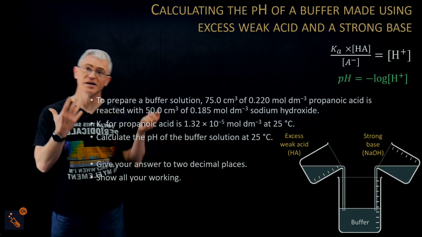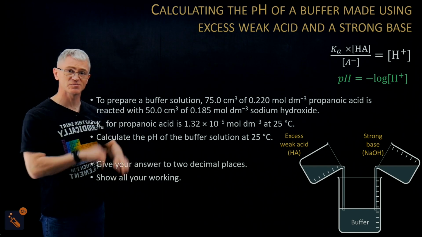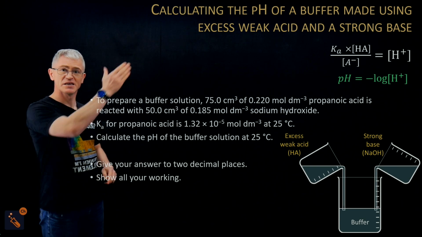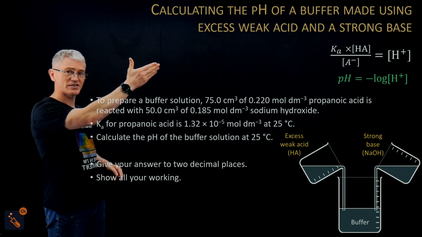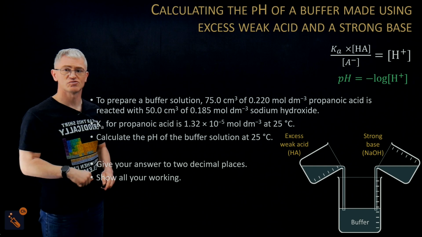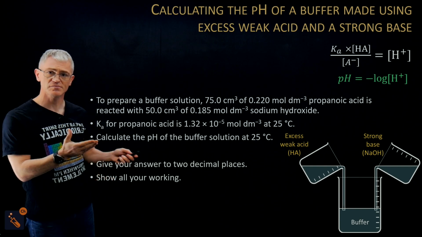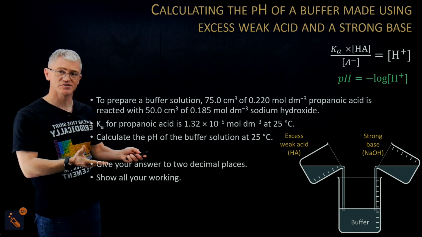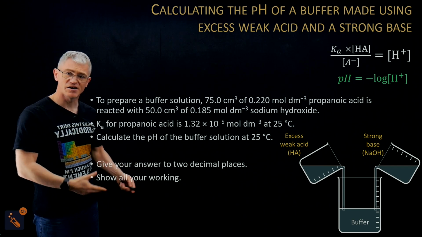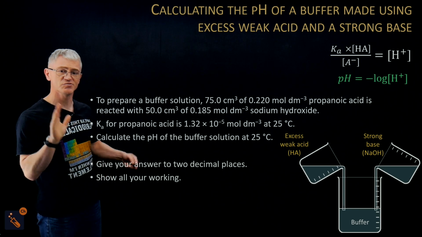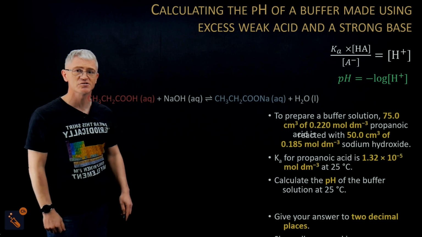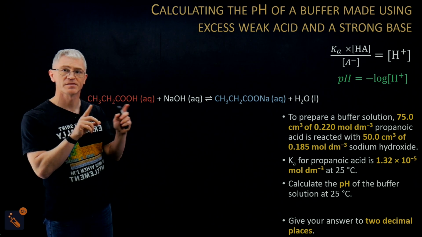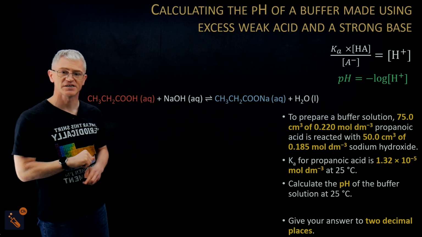Right, so to prepare a buffer solution, 75 centimetres cubed of the propanoic acid solution is reacted with some sodium hydroxide. So this is when we have an excess of weak acid and a strong base. Now, if you look here, we're calculating the pH of the buffer at 25 degrees Celsius, giving our answer to 2 decimal places and showing the working. So let's move it all the way across, and then we have got our acid plus the base here.